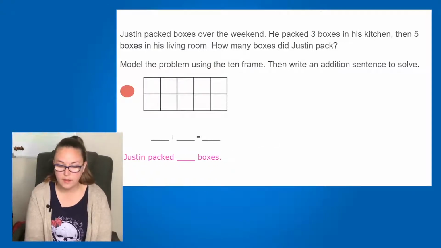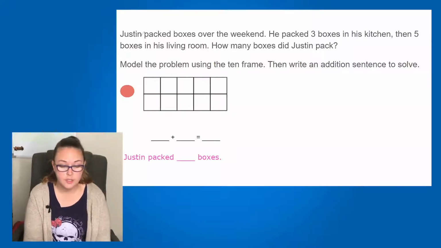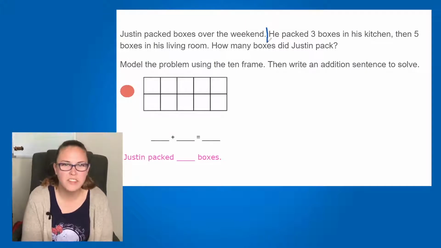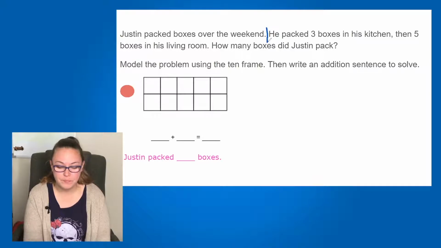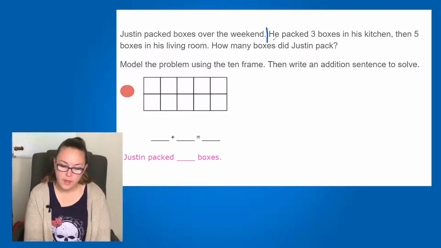Now we're going to go back and read the problem sentence by sentence. The first sentence says, Justin packed boxes over the weekend. Stop there. Does that sentence give us any information about the problem? No, not really. So let's continue. He packed 3 boxes in his kitchen, then 5 boxes in his living room. And that's where the period is, so that's where we'll stop.